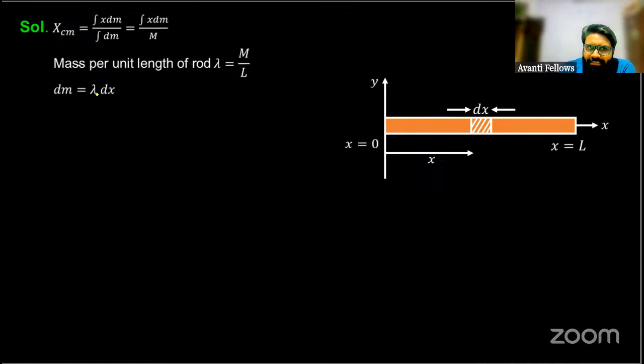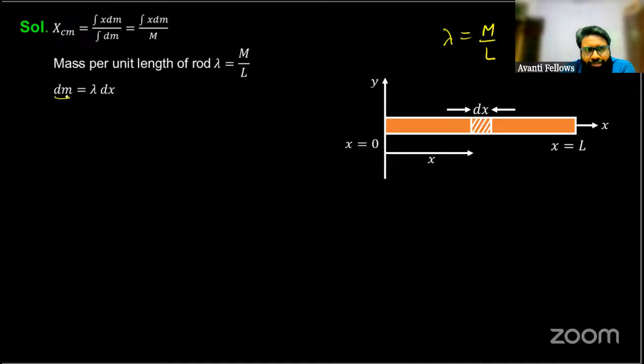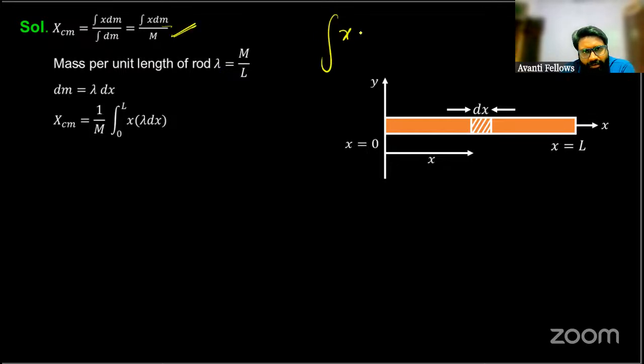तो dm by dx is nothing but lambda. Lambda की वैल्यू अगर आप पुट कर दोगे, lambda is M by L, तो M by L into dx, same that we have seen. So dm is equal to lambda into dx. When we put this value in this expression, integration of x dm divided by capital M, this integration is only for the numerator side. So dm की वैल्यू पुट करेंगे lambda dx. Lambda is constant, so lambda बाहर आ जाएगा.